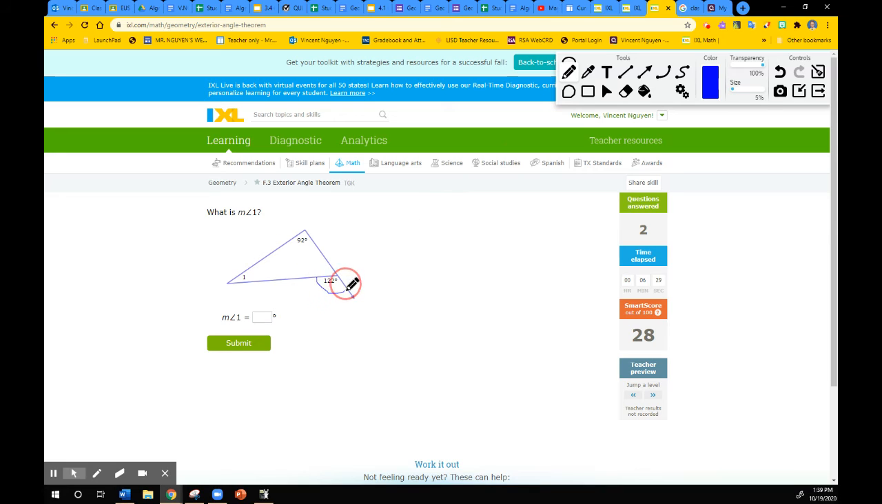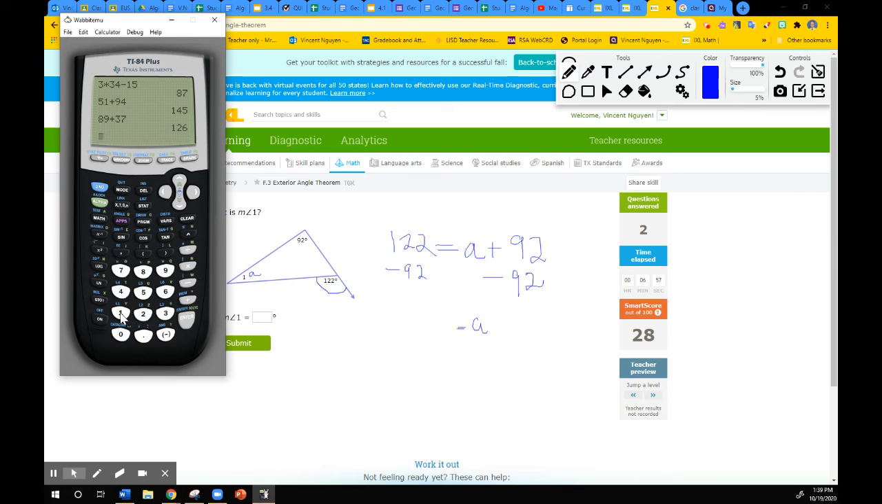So they give you the outside, which is 122, equal to the two insides added together. Well, this angle, let's call this angle A. You don't know what angle A is, but you know that if you add 92 to it, it would equal 122, which is the outside one. So this is a reverse, or actually inverse operation problem. So you just subtract 92, you get A. So you're going backwards, solving the equation.